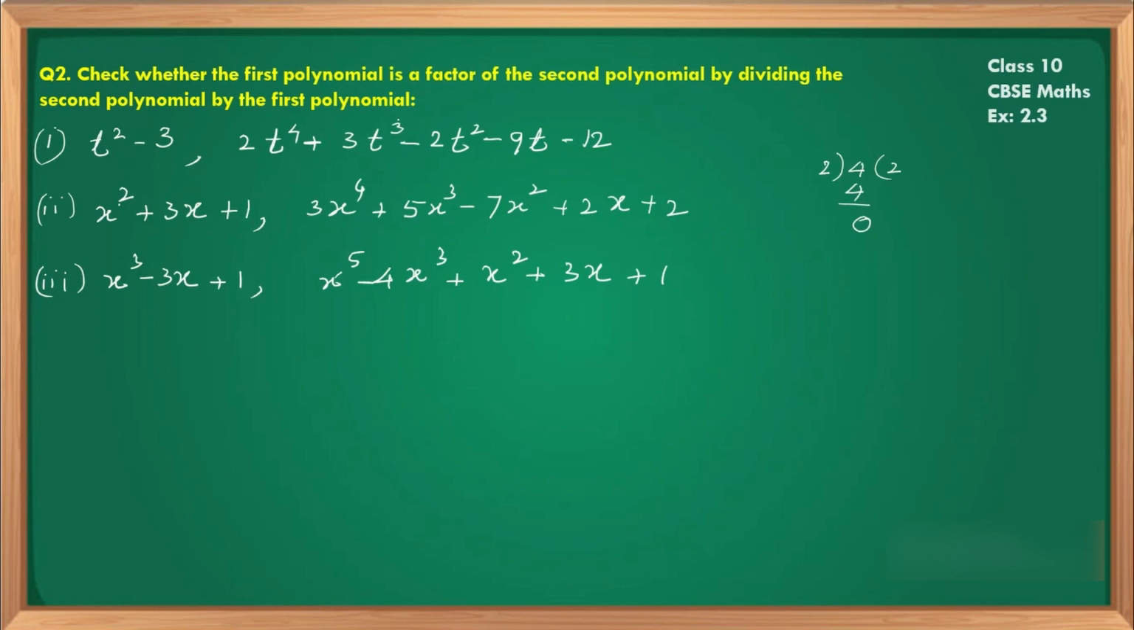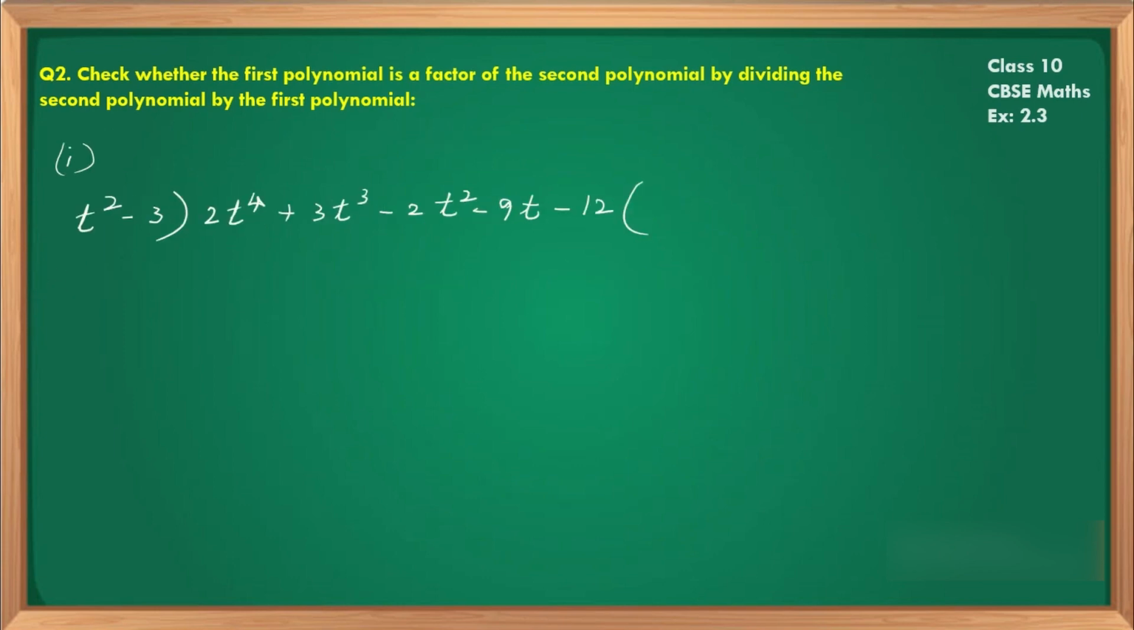So let us start one by one. This is the first question. Now the first polynomial is t square minus 3 and this is the divisor, and the other one, which is the second polynomial, is the dividend. Let us start dividing. Now we have 2t to the power 4. In the divisor we have t square. Now to get 2t to the power 4, we have to multiply t square with 2t square. T square into 2t square will be 2t to the power 4.